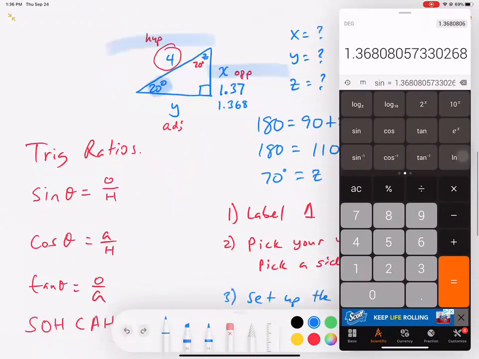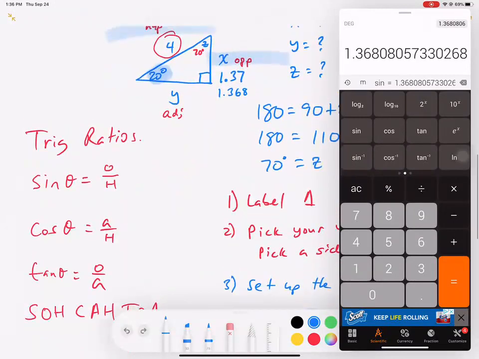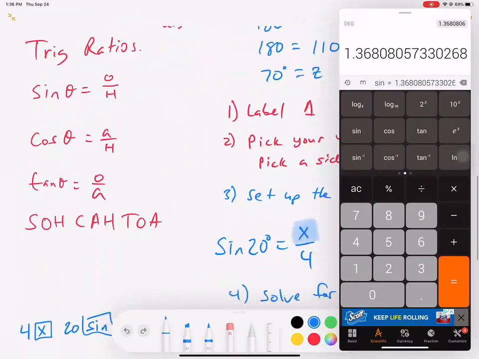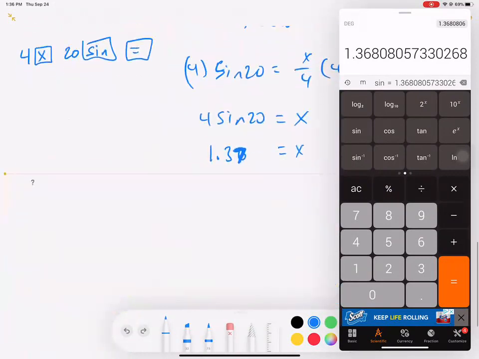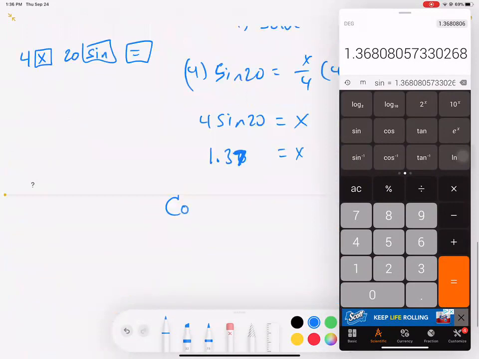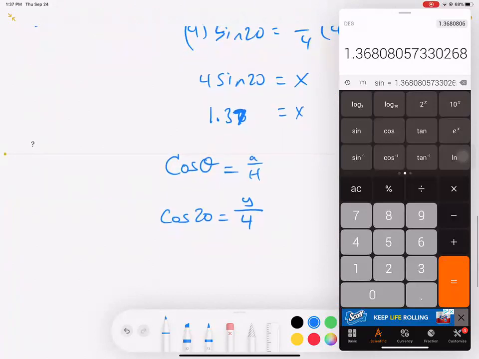So looking at sine, cosine, tangent, which of these is adjacent and hypotenuse? Because I'm looking at my adjacent and my hypotenuse now. That's going to be cosine. So cosine of theta is equal to adjacent over hypotenuse. We know what theta is. We said that was 20 degrees. Adjacent is Y, I don't know. Hypotenuse is 4. Please take a look at the setup. The important part is the setup.